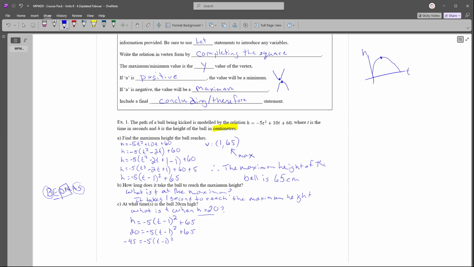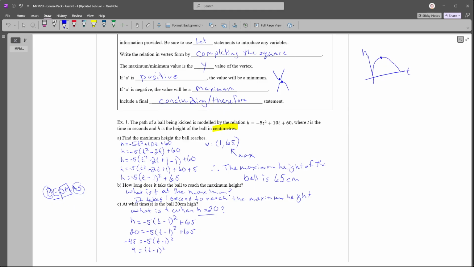Now I got to go to divisions and multiplications. I only have one, just this -5. It's being multiplied, -5 times (t - 1)^2, so that means I have to divide both sides by -5. So -45 divided by -5 is just 9, equals (t - 1)^2.